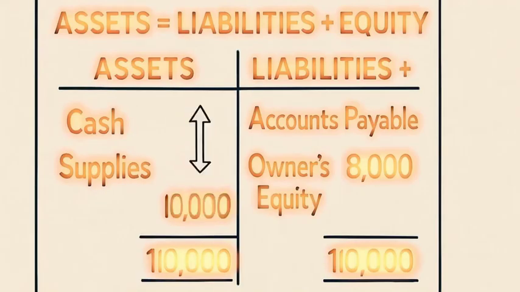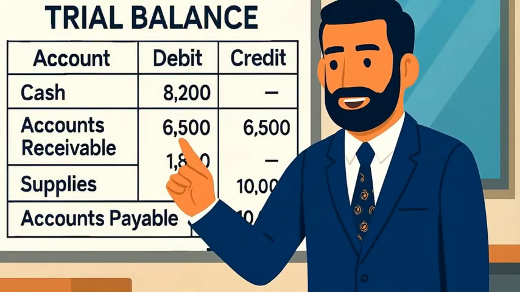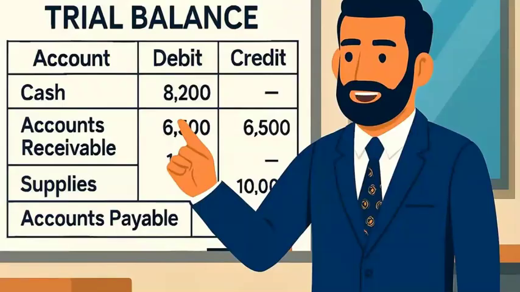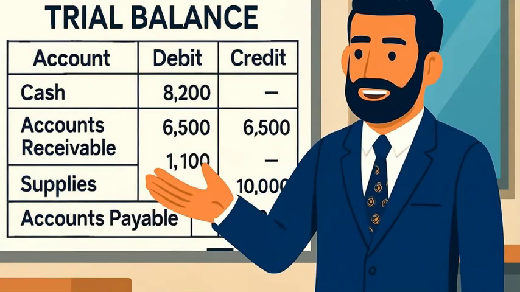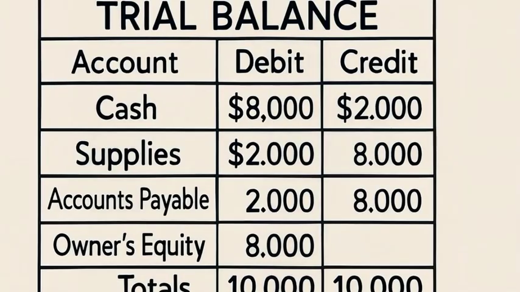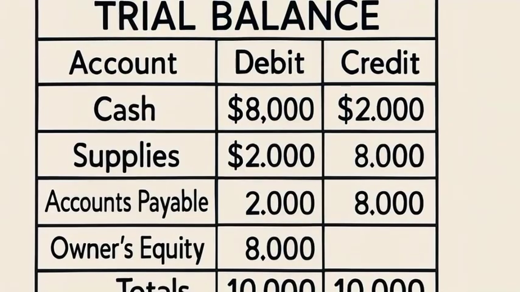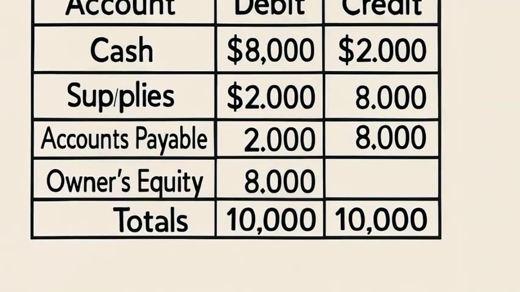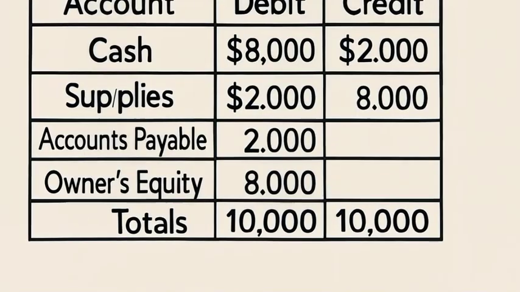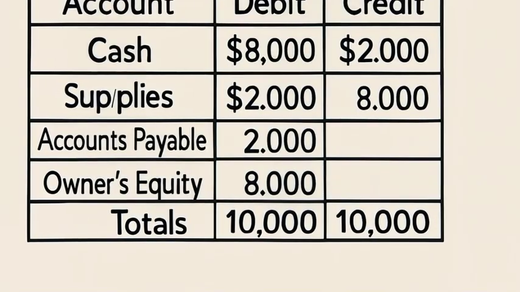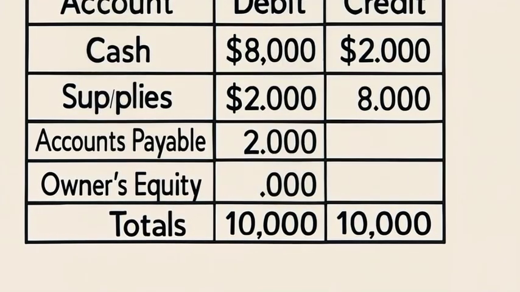After recording transactions, we check our work with a trial balance. It's a list of all accounts and their balances at a specific date to ensure total debits equal total credits. Example: account, debit, credit. Cash, $8,000. Supplies, $2,000. Accounts payable, $2,000. Owner's equity, $8,000. Totals, $10,000, $10,000.